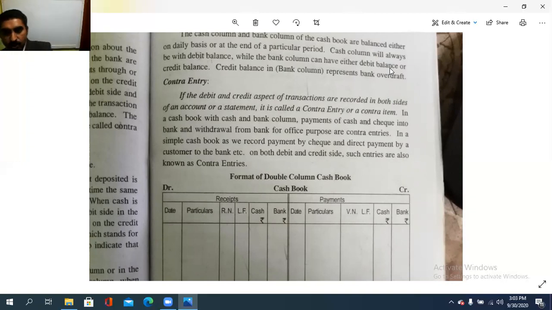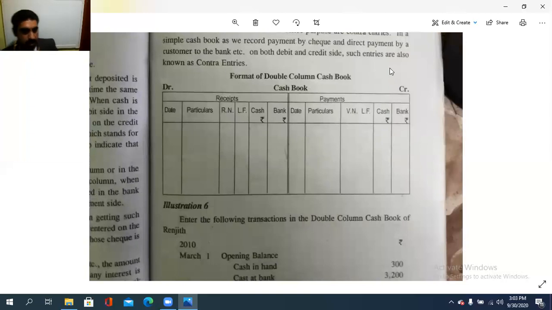Then see the format for a double column cash book. Look, date is there, particulars column is there, then receipt number is there, ledger folio column is there, cash and bank columns on both the sides, isn't it? Whatever the amount relating to your cash is deposited, that is to be entered in the cash as receipt. Bank also as receipt. Then the opposite is the case. Expense part is there. It should be on the credit side. So this is the format of the double column cash book.